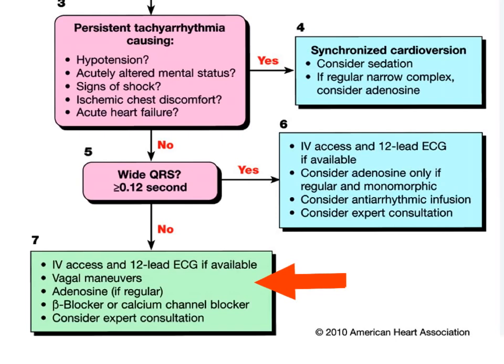Again, consider expert consultation. So this is the patient who has a tachyarrhythmia that caused us to begin this analysis in the first place. But we determined that their symptoms were not so severe that cardioversion would be a route that we're going to try to go, and their QRS is not wide. So narrow complex, an SVT, and the patient has some symptoms but not very severe symptoms.